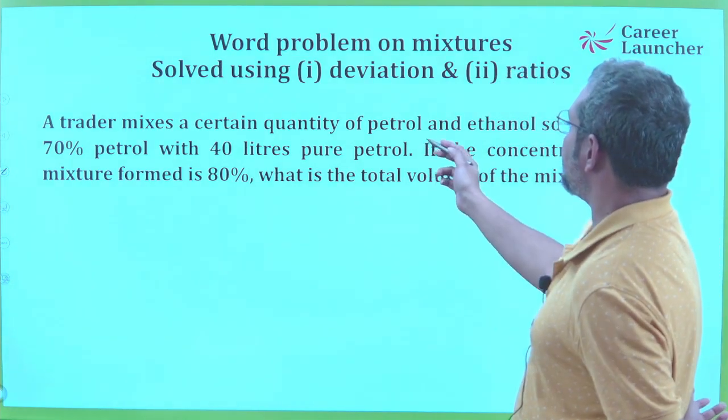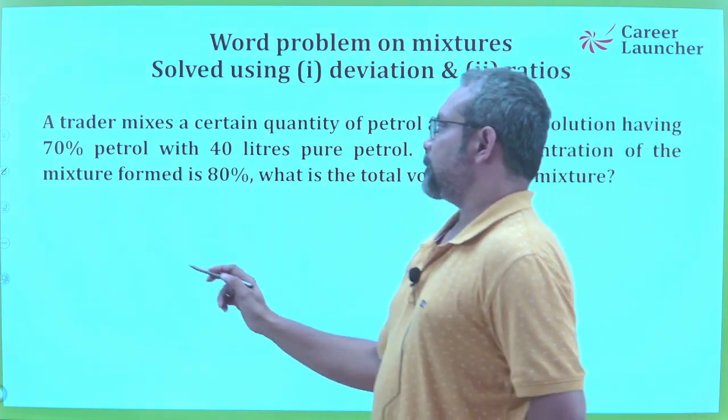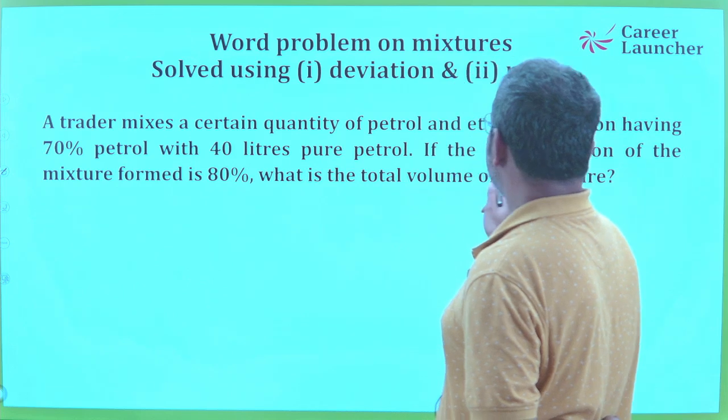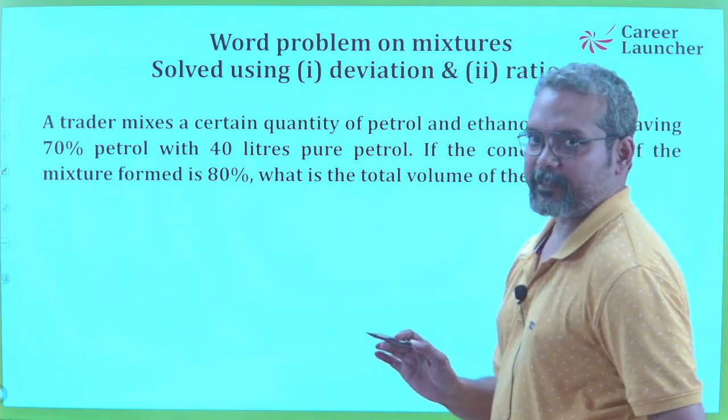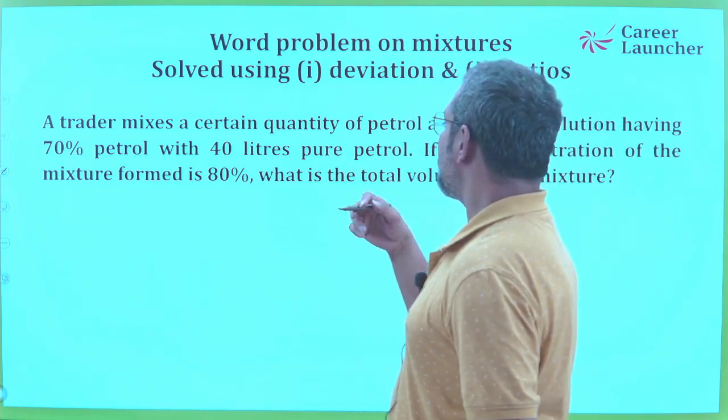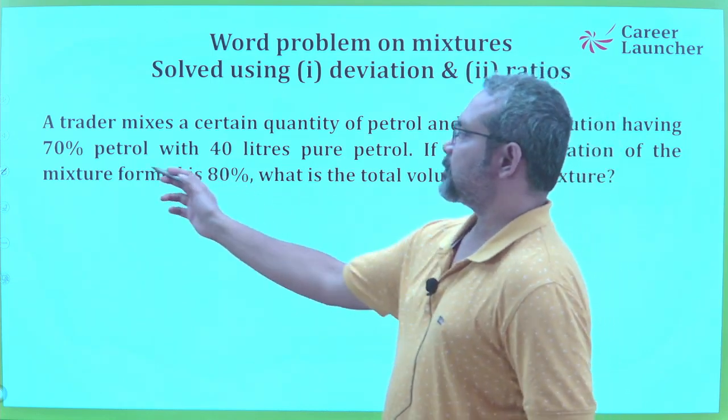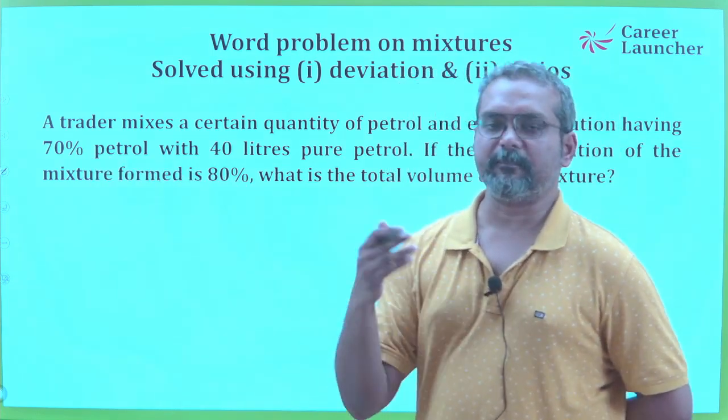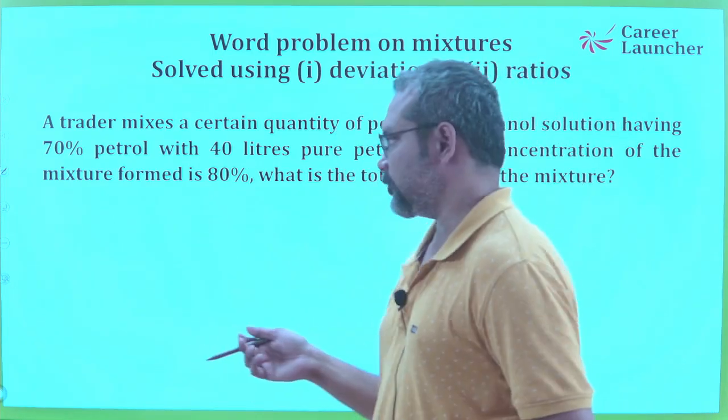We have a petrol and ethanol solution, 70% petrol. So we are talking about petrol everywhere, so let us just work with the petrol. If you want, you can work with ethanol also, and instead of 70 then replace it with 30% ethanol everywhere. Okay, and then work it out.